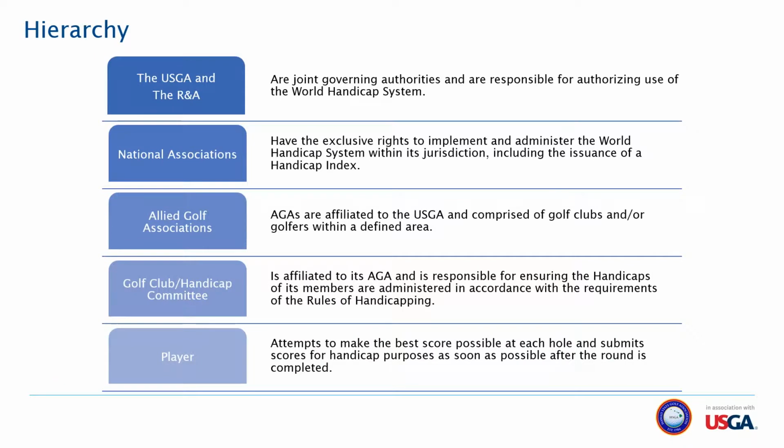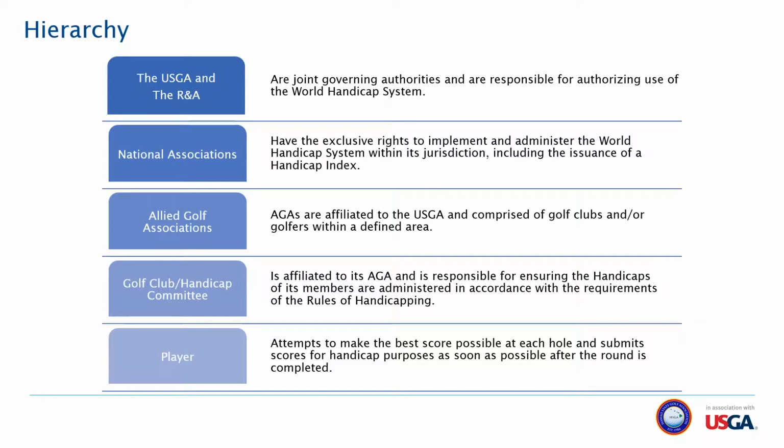So going through the hierarchy, starting with the USGA and the R&A, together they are responsible for writing and interpreting the rules of handicapping and the course rating system. And this is based on recommendations received from the World Handicap Operations Committee. Next is the national associations, in this case the USGA, and they have exclusive rights to implement and administer the World Handicap System within its jurisdiction, including the issuance of a handicap index. And they also may delegate some of its responsibilities to the regional golf association or golf club.